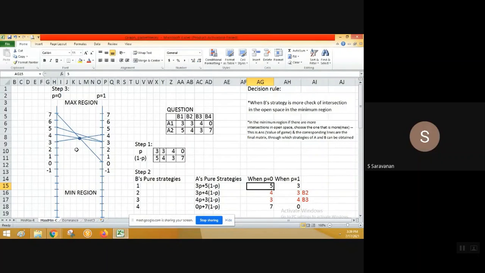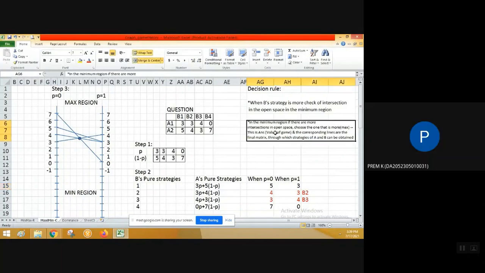Okay, and another one. If there is two intersections, which one can you choose? So this is the one. In this case, we'll have to go for the maximum. Yes, we have to go for maximum. So that is the second decision. If the minimum region is having more than one intersection, we have to choose the one which is maximum. So in the minimum region, we have to check for maximum. In the maximum region, you have to check for something that is minimum.